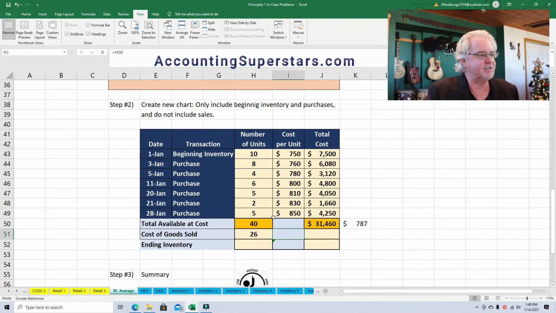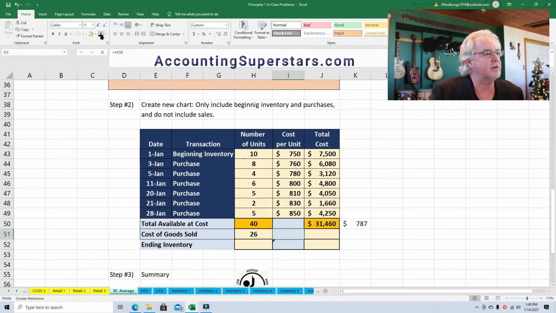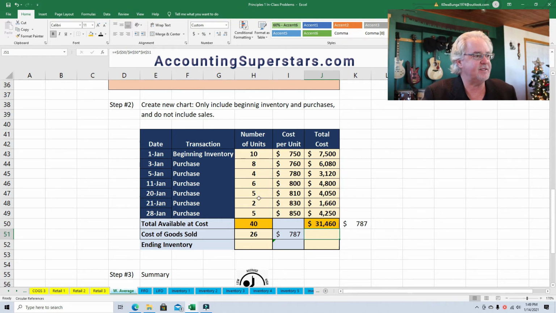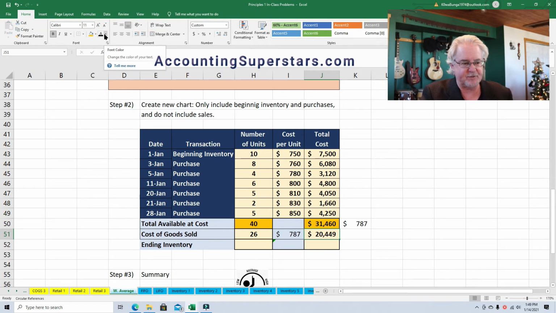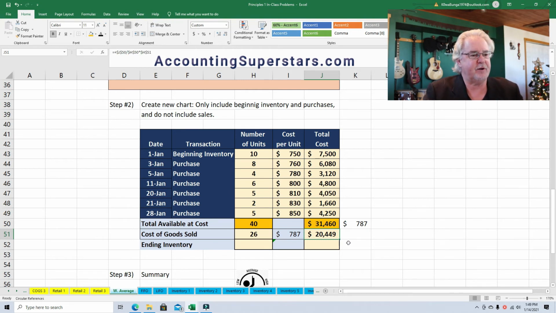So all we'll do is put it right in the spot here and do a little multiplication. So 26 times 787 is 20,449. So in other words, cost of goods sold on our income statement is an expense, and it's going to go on the income statement. Only two things on the income statement, revenue and expenses. We'll put 20,449 for cost of goods sold.